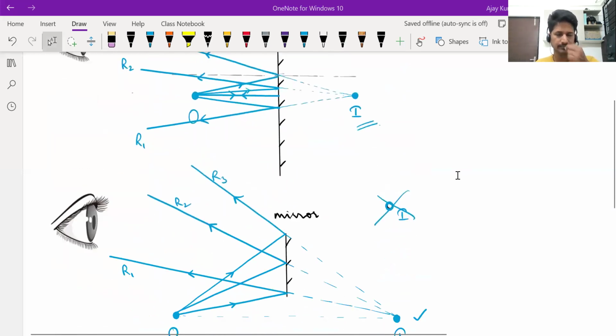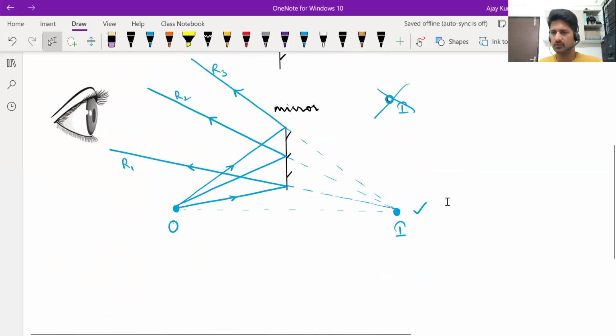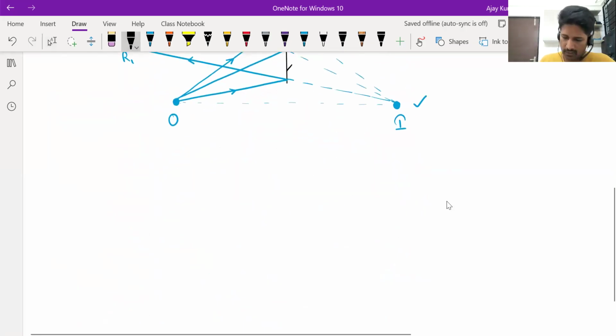Okay. Fine. We'll discuss some more cases of plane mirror later. First, let us derive the mirror formula.